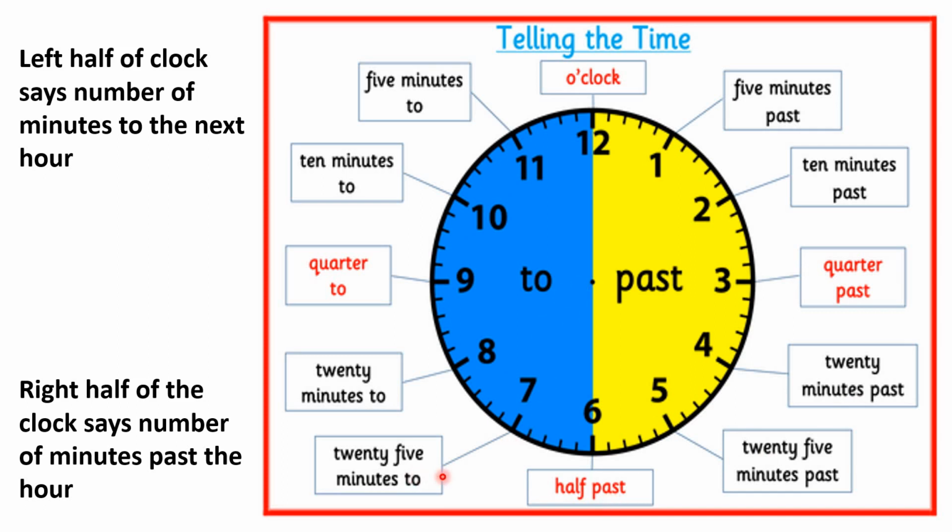7, 25 minutes to. From 7 here it starts with to, not past. So 25 minutes to. 8, 20 minutes to. 9, quarter to, or 45 also you can say. 10, 10 minutes to. And 11, 5 minutes to. And then again when it comes to 12, it is o'clock. Now we will understand this when we look at the clock, and you will be able to figure out why we say to and past.